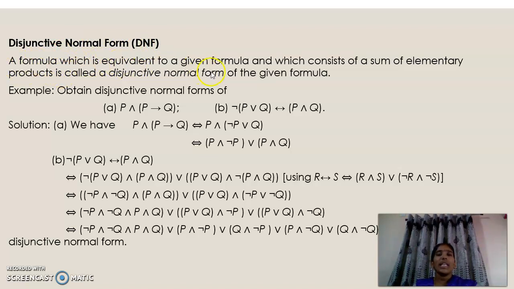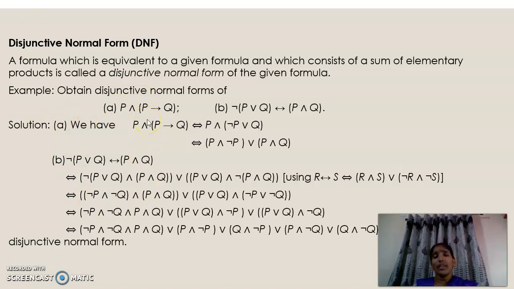A formula which is equivalent to the given formula and consists of a sum of elementary products is called the disjunctive normal form of the given formula. Disjunctive means sum, that's why here we have a sum of elementary products. Sum means OR, and product means AND, conjunction. So here we obtain the disjunctive normal form of P and (P conditional Q), and the second one is this one. Here we have three steps.